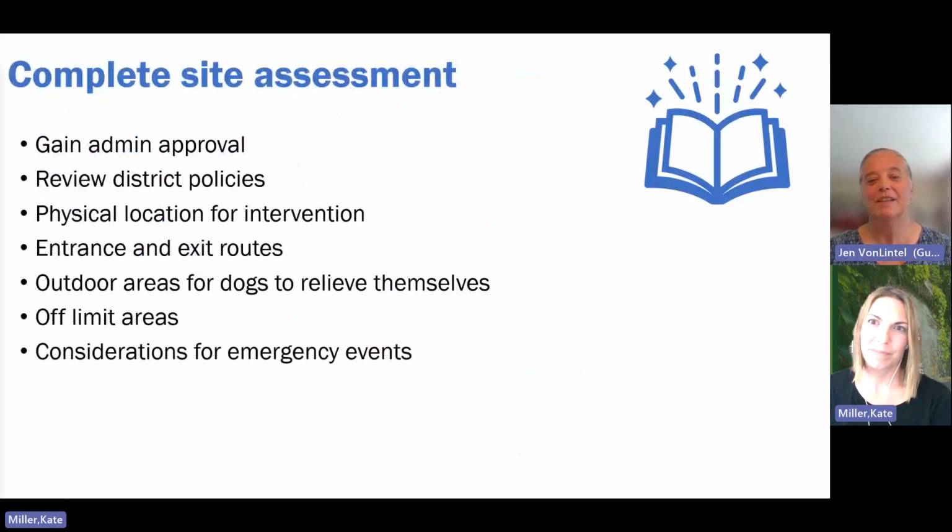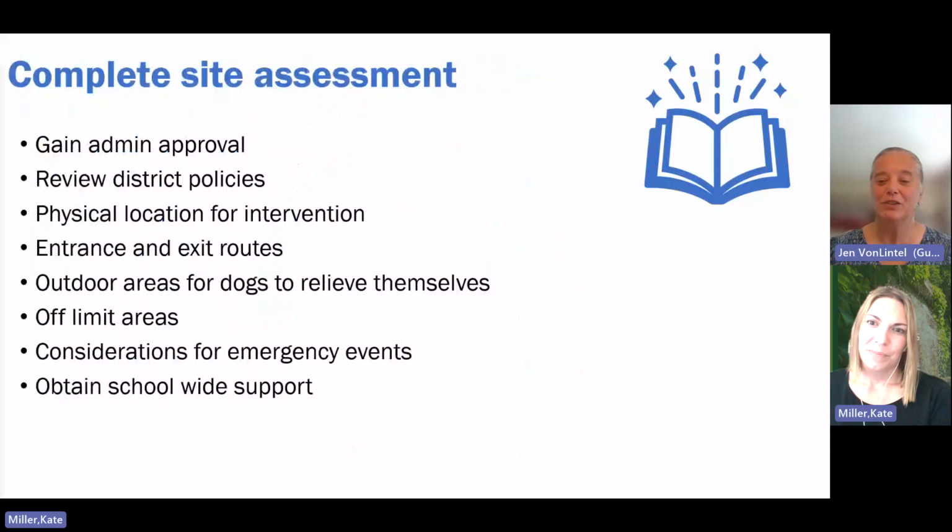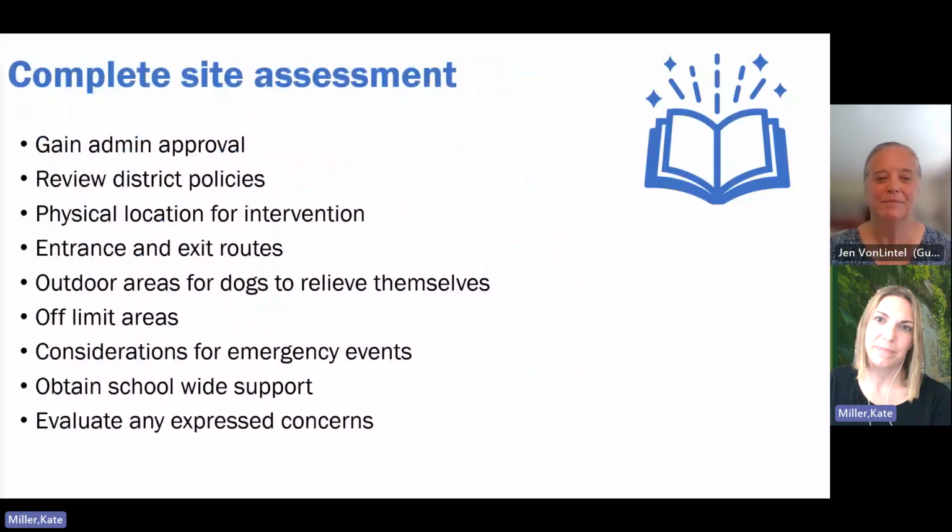Consideration for emergency events like those fire alarms, lockdown drills, those sort of things. What would you do if you had a therapy dog in the building during those times? And then getting school-wide support. So letting your staff know so that if they have any concerns, you can work them out. Let families know this is happening. So if they have any input, they can provide that, and make sure that everybody is feeling safe and welcome in your environment, and that they can express any of those concerns so you can put a plan in place.